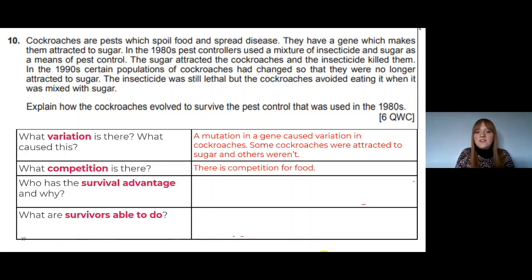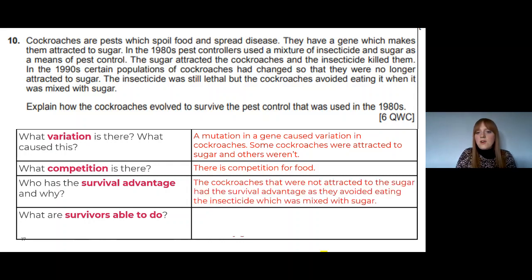But who has the survival advantage? We've got two variations now, one that is attracted to sugar, one that's not attracted to sugar. Who has the survival advantage out of those two? Well, the cockroaches that were not attracted to the sugar had the survival advantage. So you must identify who has the survival advantage and then explain why they have this survival advantage. So they have this advantage because they avoided eating the insecticide which was mixed with the sugar. Okay, so those organisms did not eat the sugar and obviously then did not consume the insecticide.